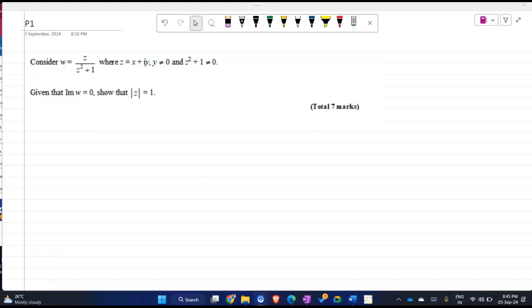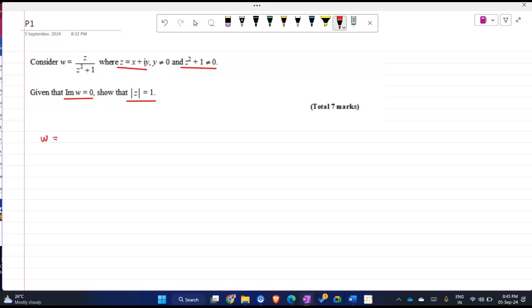Okay, so now in this case, z is equal to x plus iy and w is equal to this, and they're saying the imaginary part of w is 0. You will show that this is equal to 1. Correct? This is not equal to 0. They've given you that z is equal to x plus iy.